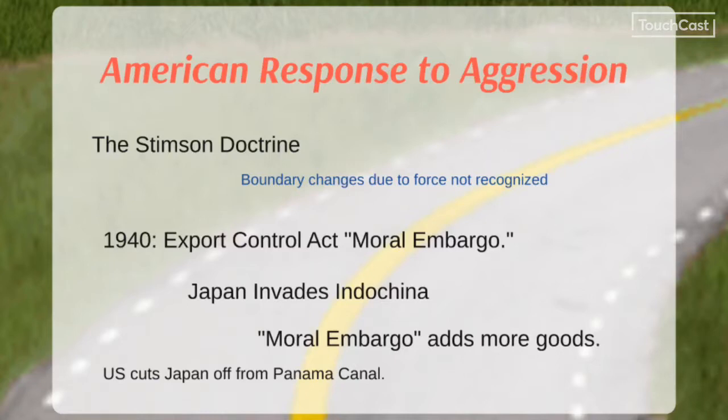Japan invaded Indochina in Asia, and we increased the number of goods under the moral embargo, and we eventually cut them off from using the Panama Canal, which forced them to sail around either South America or Africa instead of going through the canal and cutting their travel times down.